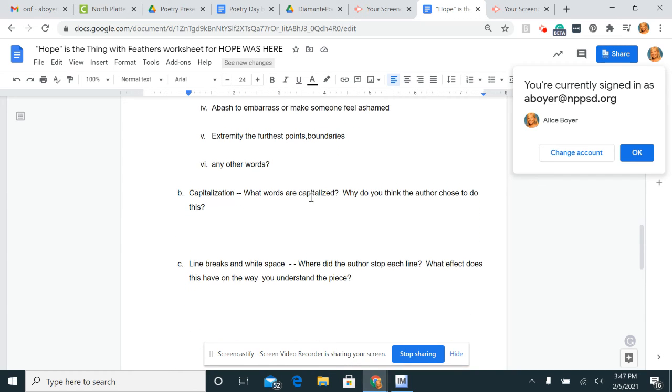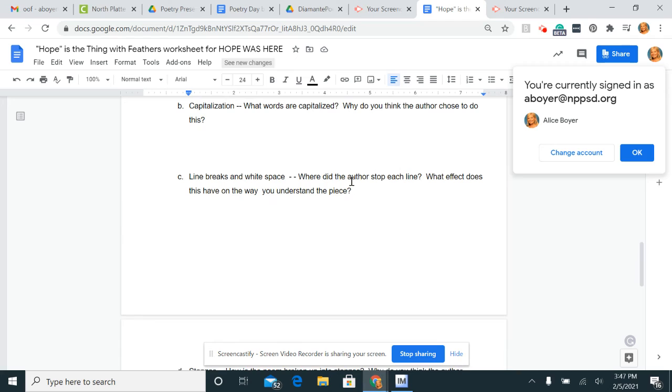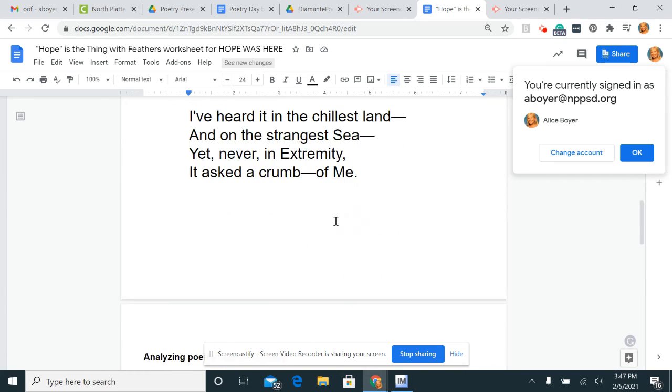Okay, you'll finish those up. You'll go to this capitalization, which words are capitalized. Already kind of talked about that. Why would they be capitalized? Well, because they're important words, right? Okay. The line breaks and the white space. Where did the author stop each line? What effect does this have on the way that you understand the piece?